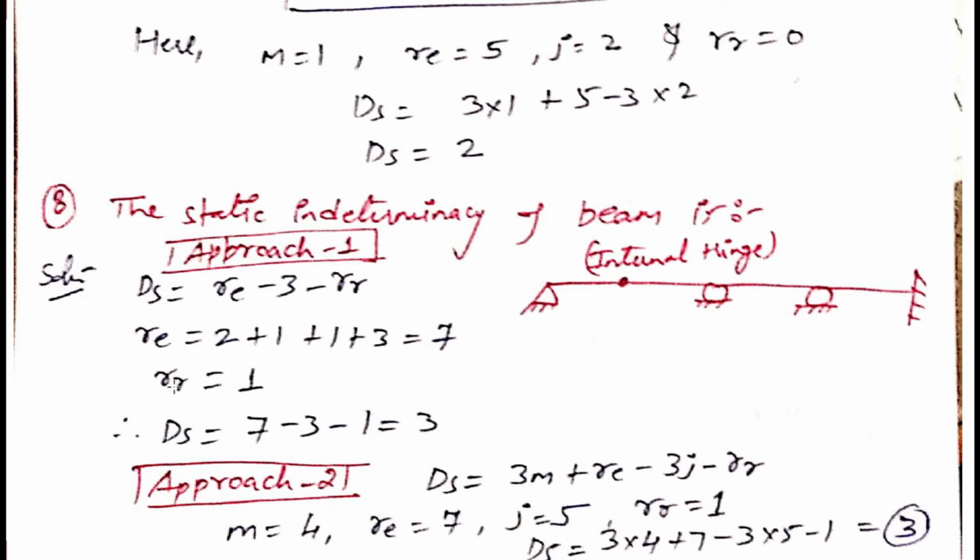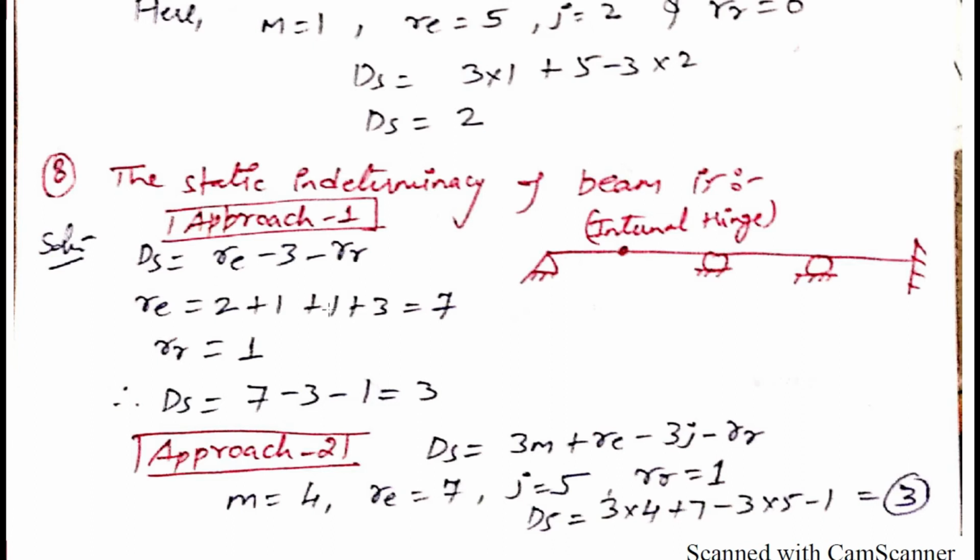And how do you calculate your RR value? As we are having one internal hinge, it is a 2D beam. So for a 2D beam, summation of m dash minus 1 will be applicable. So m dash value is 2, that is one member, and the second member meeting at this hybrid joint. 2 minus 1 is 1. So RR value is equal to 1 here, and DS can be calculated as RE minus 3 minus RR. So RE is 7, minus 3, minus RR is 1. So DS is equal to 3.